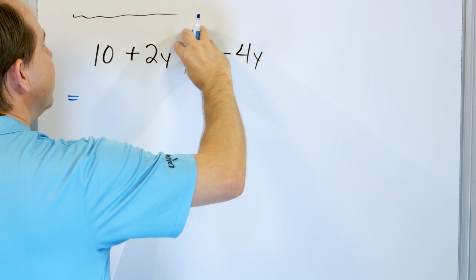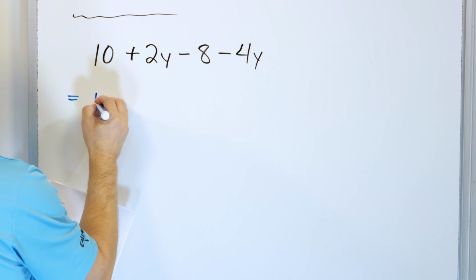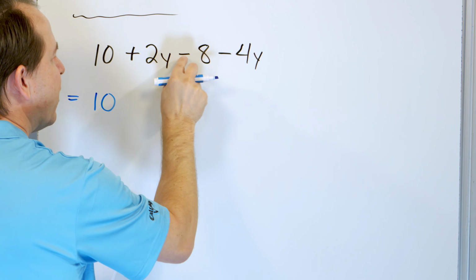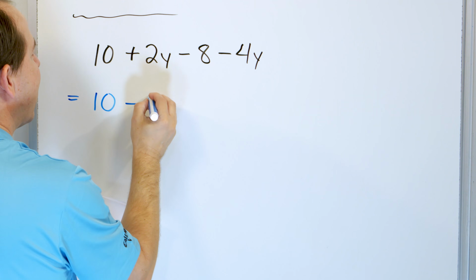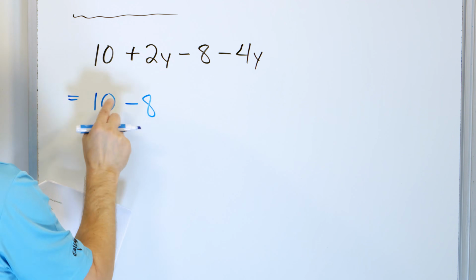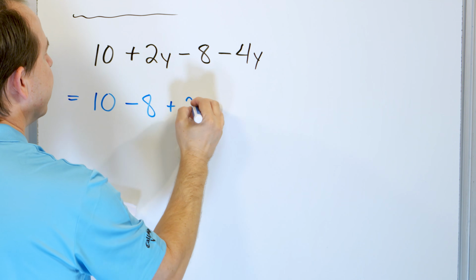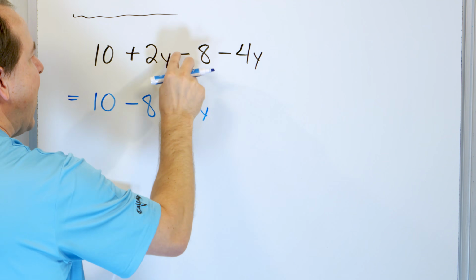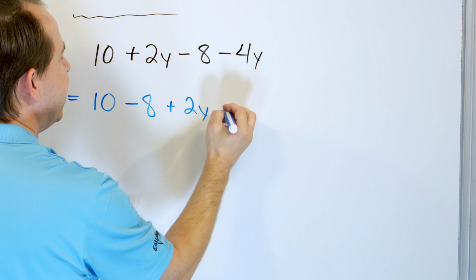So let's take the -8 and move it next door to the 10. So we'll have a 10 here. Remember, the number has a sign attached to it. It has to travel with it. So we move the -8 there. Then we have a plus 2y. That's written right from here. And since we moved this, the only thing left here is -4y.